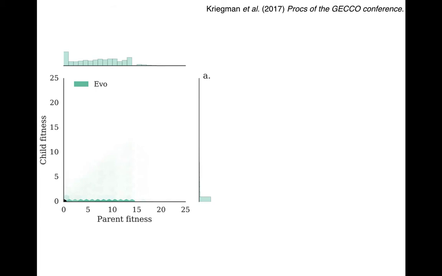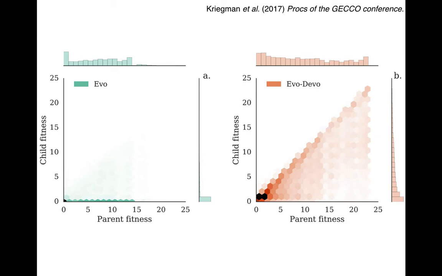Things look very different in the Devo case, and I apologize again for the lighting. There is a little bit of mass in this 2D histogram down here. So again, we took all of the parents that produced children in the Evo-Devo case. We measured their fitness, and we measured the fitness of the children. And we can see that there are quite a few non-hopeful monsters down here, a lot of catastrophic and deleterious mutations. But we do see that there is a fair bit of weight in this 2D histogram along the diagonal.